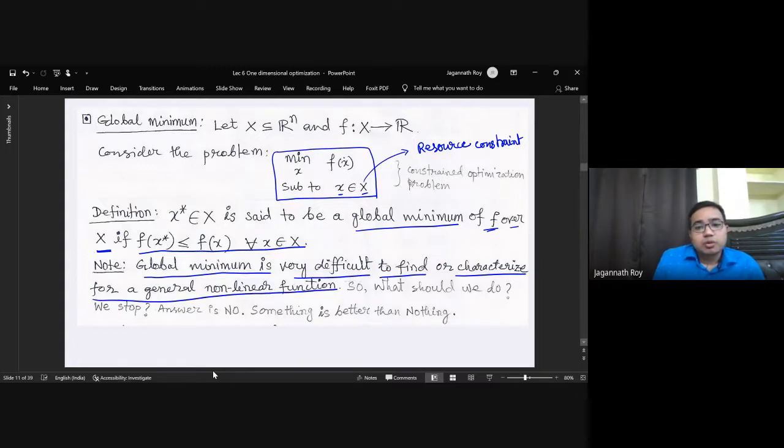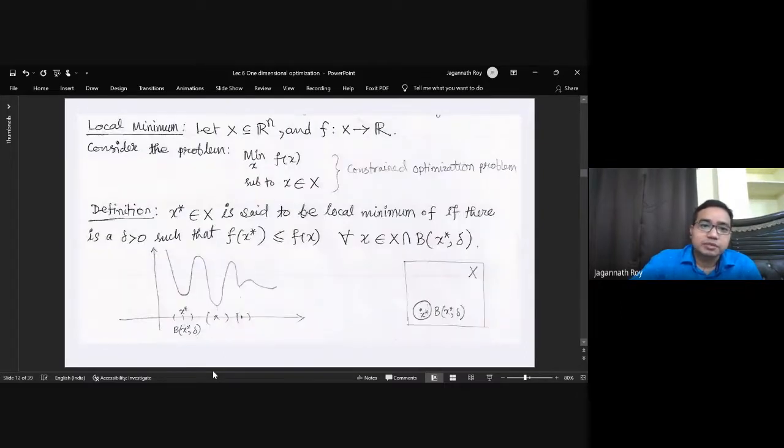Since the global minimum is very difficult to find or characterize for a general nonlinear programming problem, should we stop? If it is difficult, shall we stop? The answer is that we should try to make something happen. There is a saying, something is better than nothing. So we should not stop. We must solve some of the problems. So that is why we have introduced the idea of local minimum.